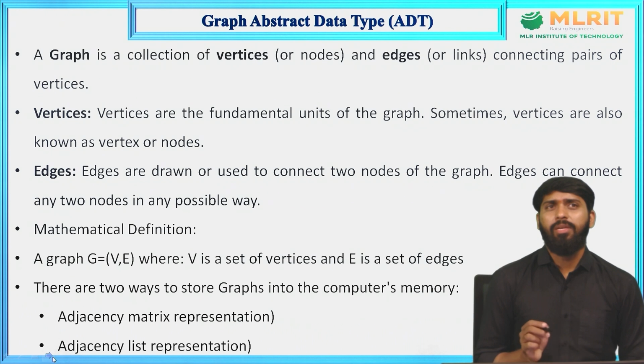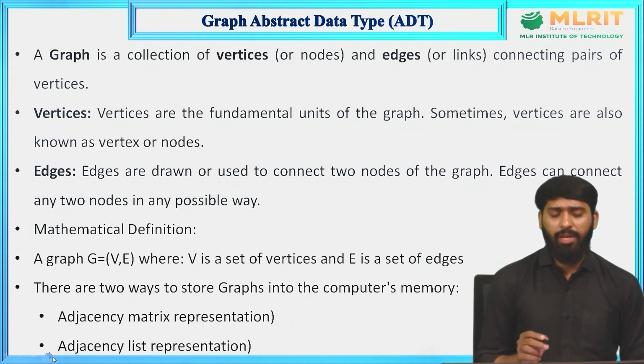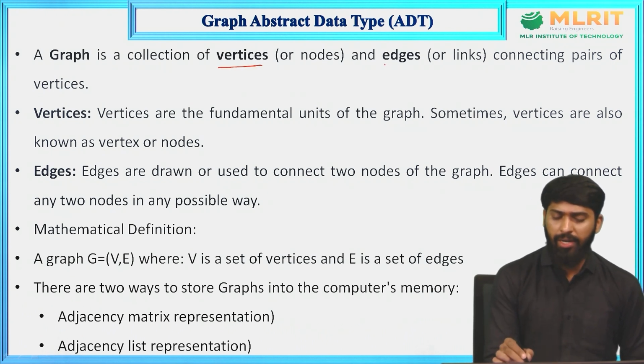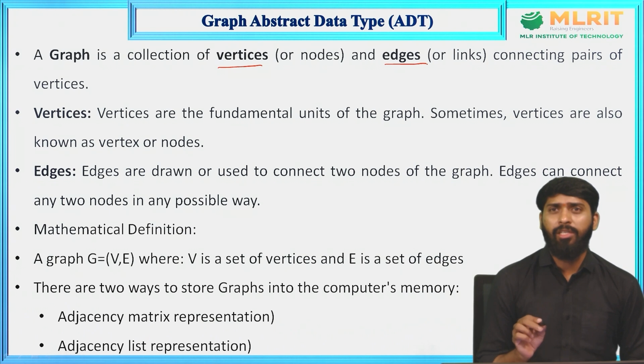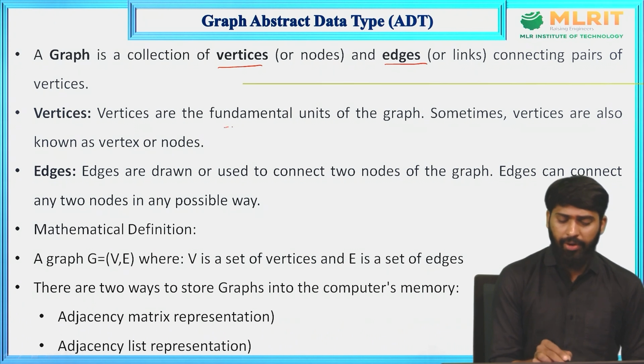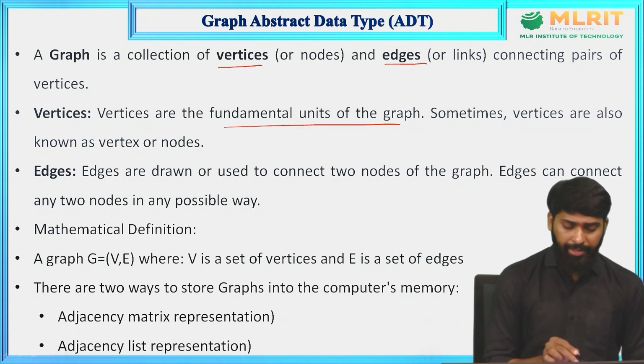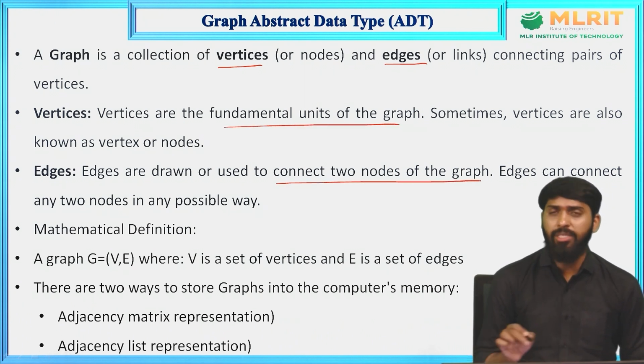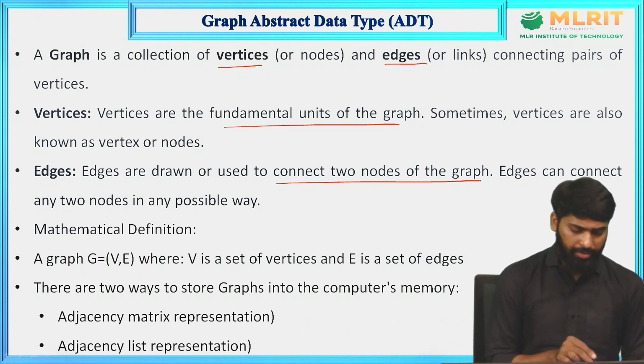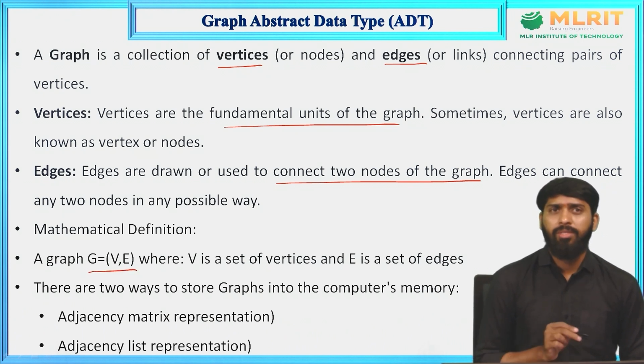So what is a graph? A graph is a collection of vertices and edges. If you want a detailed explanation about graphs, then refer to our previous videos. Vertices are the fundamental units of the graph. Edges are used to connect these vertices. The mathematical representation of a graph is G equals (V, E), where V is the set of vertices and E is the set of edges.